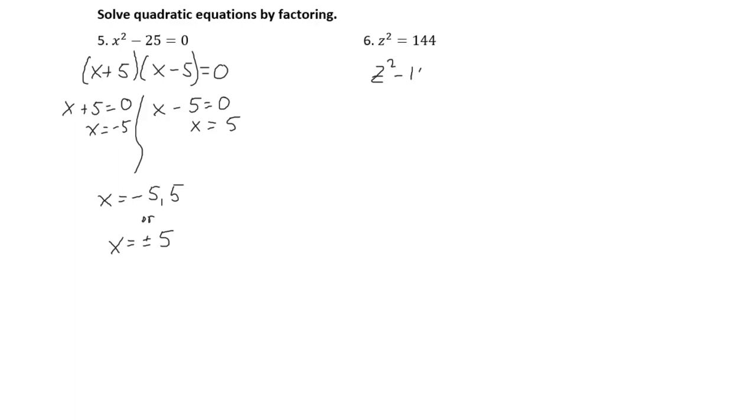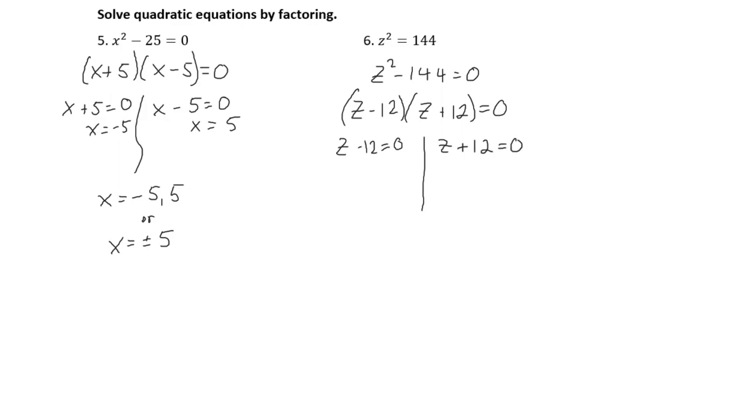All right, so we need to zero out one side. So we get z squared minus 144 equals 0. And again, this one is also difference of squares. So that's z minus 12, z plus 12. Set each of those factors equal to 0. Z minus 12 equals 0. Z plus 12 equals 0. And solve each of those for z. Add 12 to both sides, you get z equals 12. Subtract 12 from both sides, and you get z equals -12. So z equals -12 and 12.